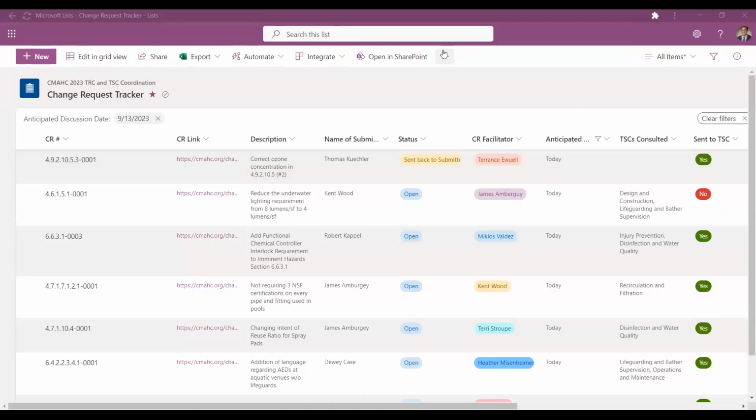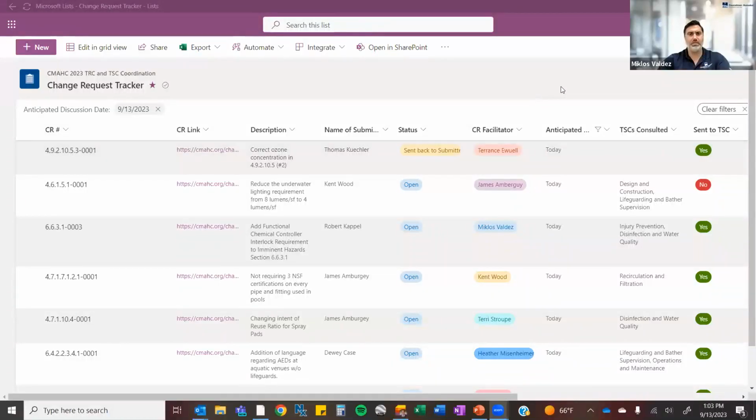One, two, three, four, five, six, seven, eight. Yep. We have a quorum. Awesome. Sweet. Okay.